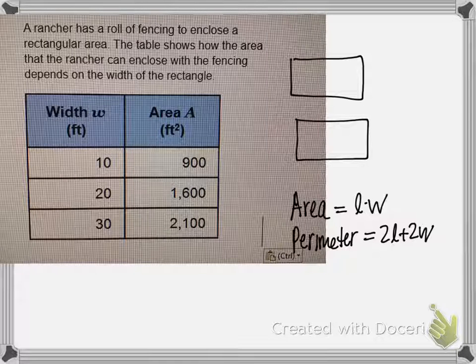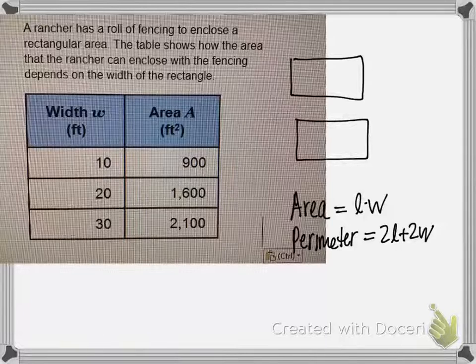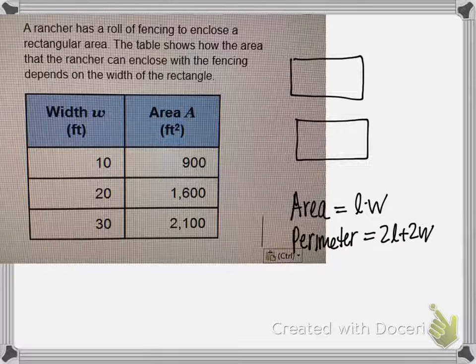So I wanted to get you guys started on this question in your classwork. A rancher has a roll of fencing to enclose a rectangular area. The table shows how the area that the rancher can enclose with the fencing depends on the width of the rectangle. So two formulas that you're going to need for this: area is length times width for a rectangle, and perimeter is twice the length plus twice the width.